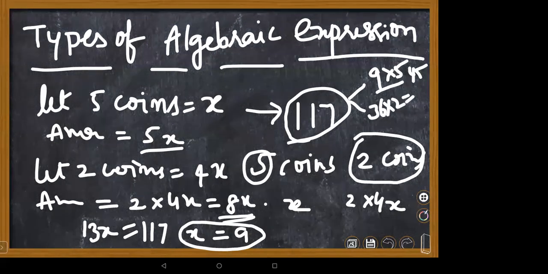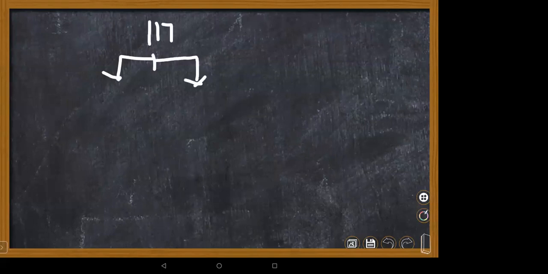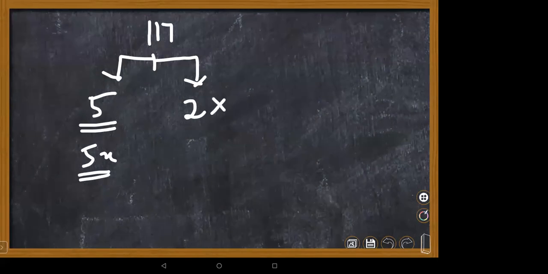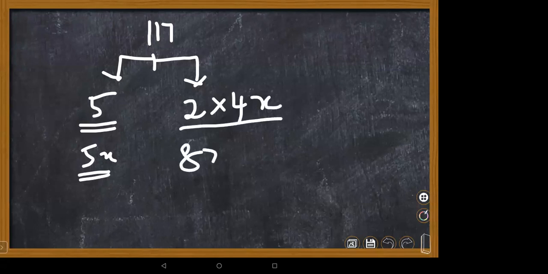Yes, ma'am. Nana, I will help you. Suppose you have 117 rupees in your pocket. There are two types of coins: 5 rupee coins and 2 rupee coins. The relation is given, so we don't know how many coins there are. Let the 5 rupee coins be x, so 5x is this. The condition is that 2 rupee coins are 4 times the 5 rupee coins. So 2 into 4 into x is nothing but 8x. Total amount 5x plus 8x is nothing but 117.